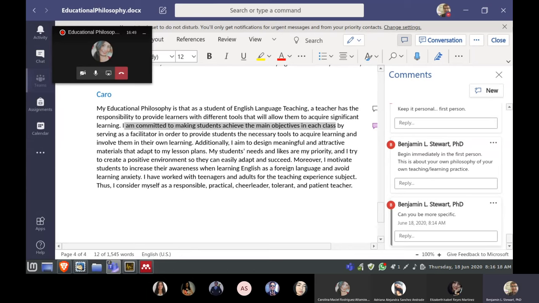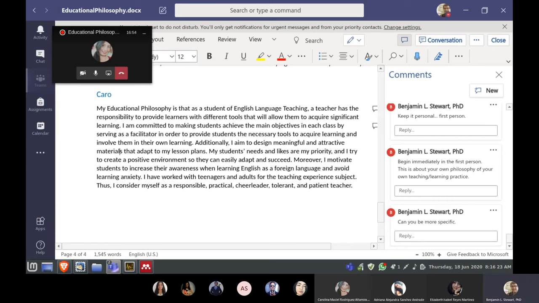I am committed to making students achieve the main objectives of the class, in order to use tools. So here, I encourage you, Caro, to dig deeper into the specifics. You want to be a facilitator to provide students necessary tools. And of course, facilitator is a good term to use, okay? But we don't want to lose sight of what it means to be a facilitator.